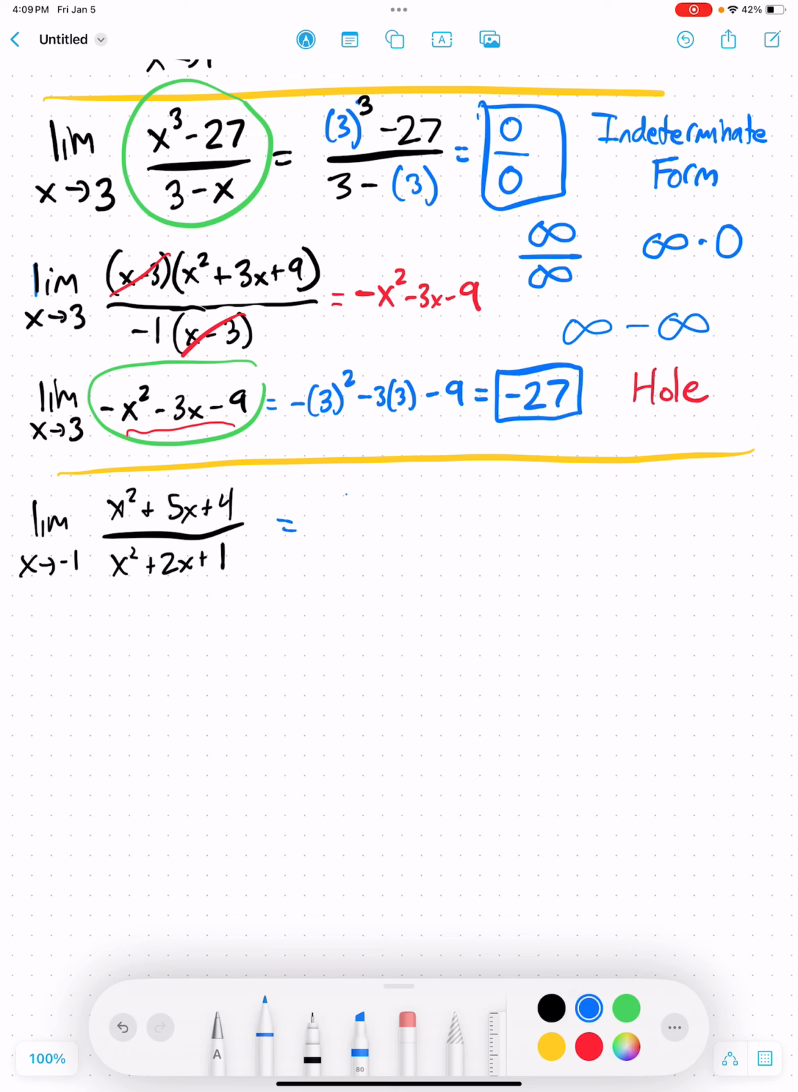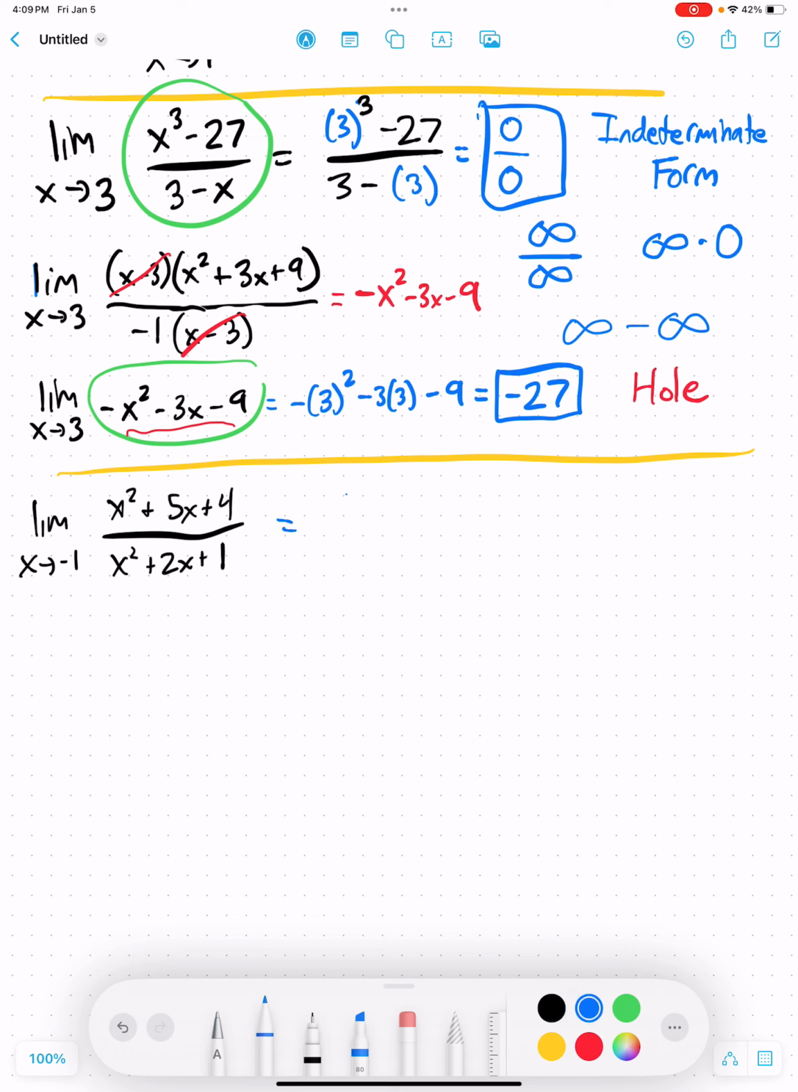Okay? But when I factor this, I get x plus 4 times x plus 1, over x plus 1 times x plus 1. So sure enough, I have a common factor, and I can cancel out that common factor with one of the common factors in the denominator. So the limit of my original function is equal to the limit as x approaches negative 1 of just x plus 4 over x plus 1.